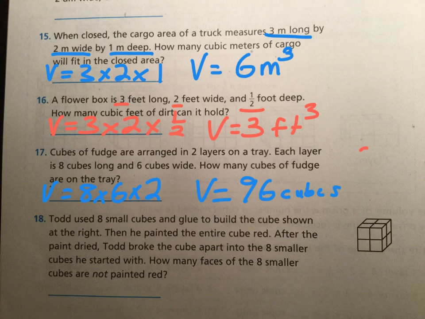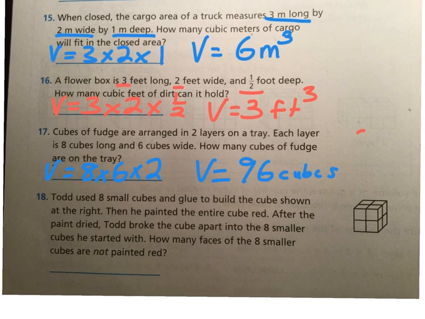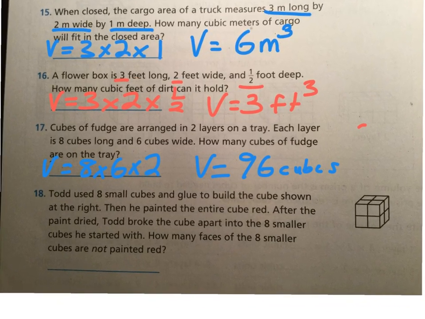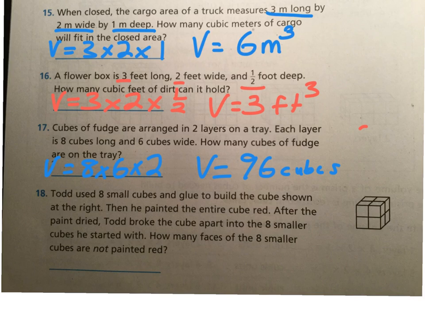All right, let me move this up just a smidge so I have a little more room to work here. There we go. All right, Todd used 8 small cubes and glue to build the cube shown at the right. Then he painted the entire cube red. After the paint dried, Todd broke the cube apart into the 8 smaller cubes he started with. How many faces of the 8 smaller cubes are not painted red?